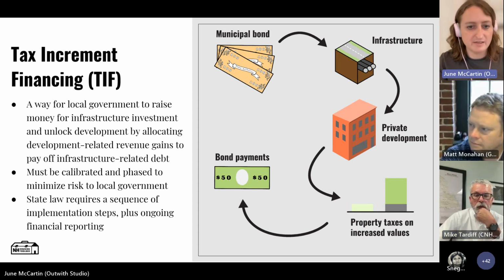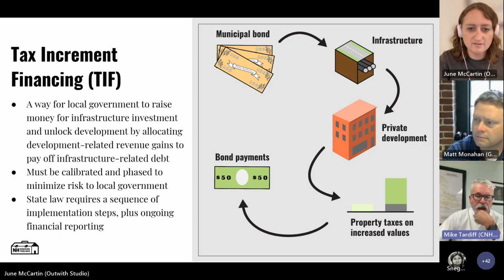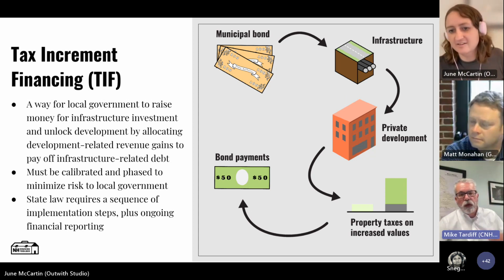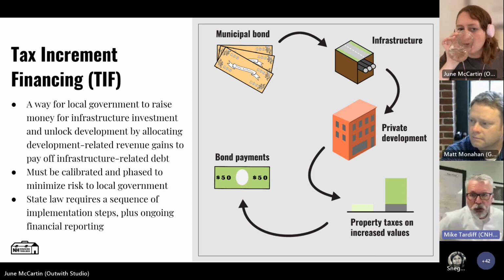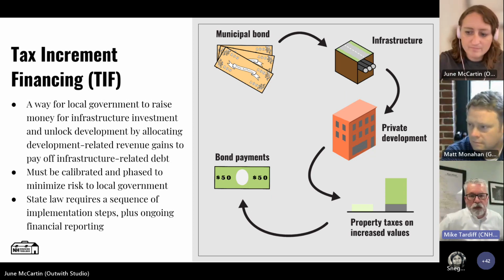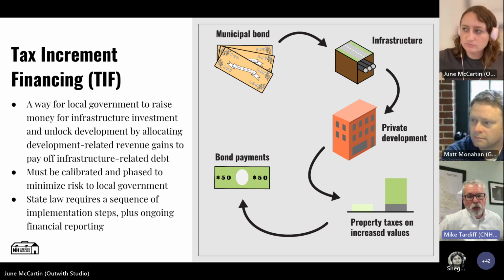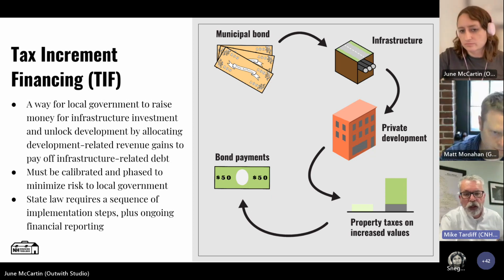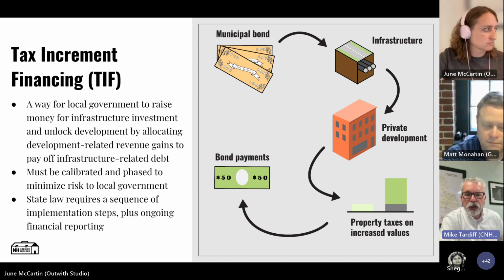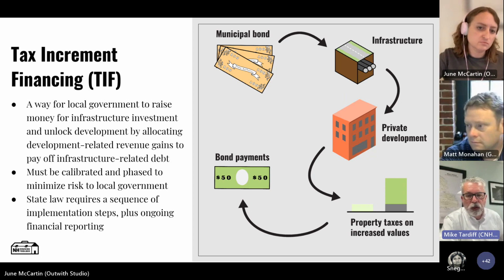Tax increment financing. So Mike, I'll pass this one to you. I know we're getting close to the end, but very quickly, this is one of those tools that folks think is difficult to implement. There are some great examples around the state of tax increment financing. It does take a political process. You need to go to town meeting and adopt RSA 162-K.